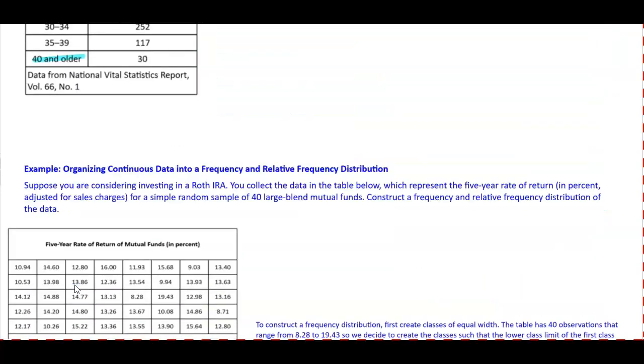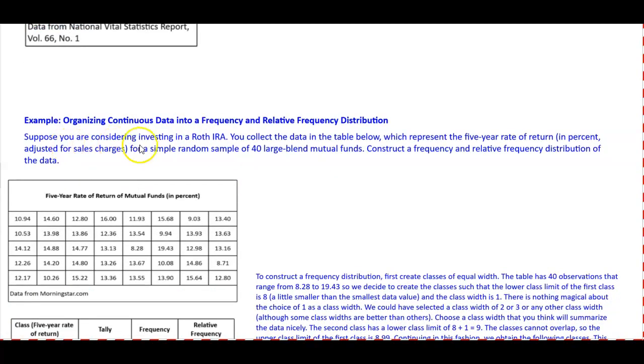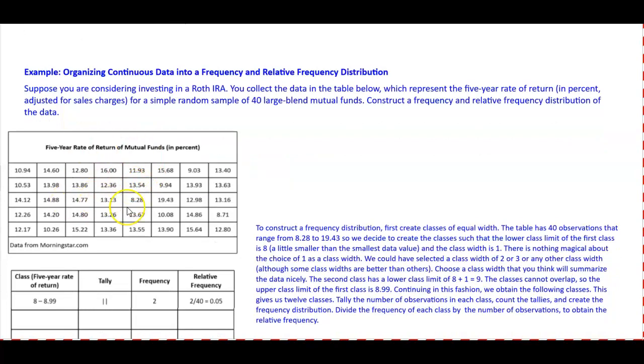The example is organizing continuous data into a frequency and relative frequency distribution. Now, suppose you are considering investing in a Roth IRA. You collect the data in the table below, which represent the 5-year rate of return in percent adjusted for sales charges for a simple random sample of 40 large blend mutual funds. Now, we want to construct a frequency and relative frequency distribution of the data. So here is our data.